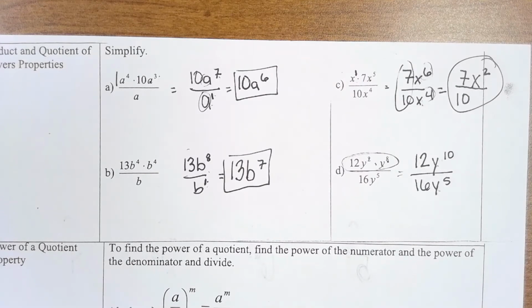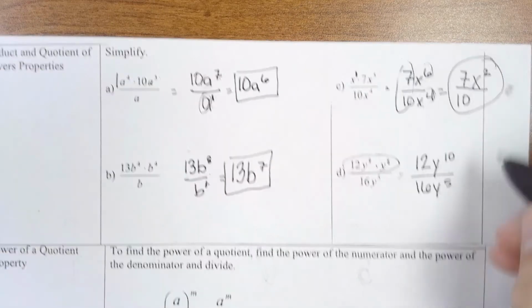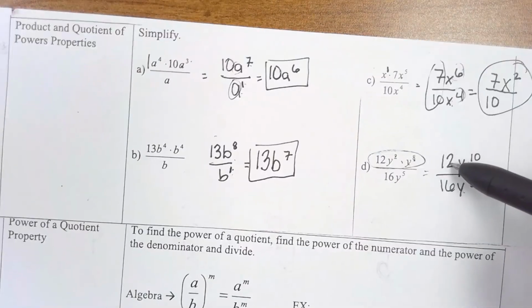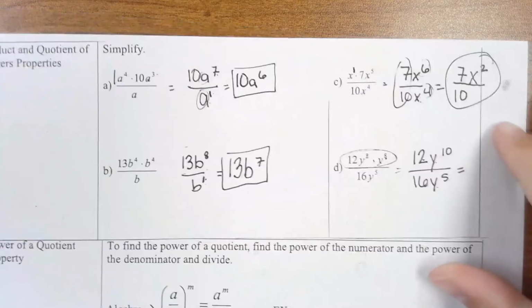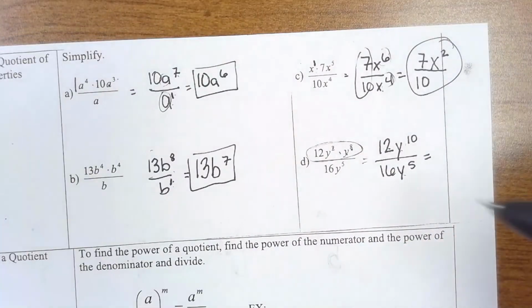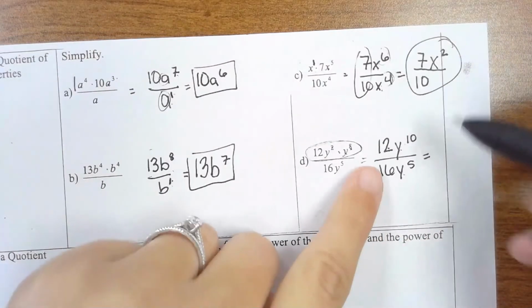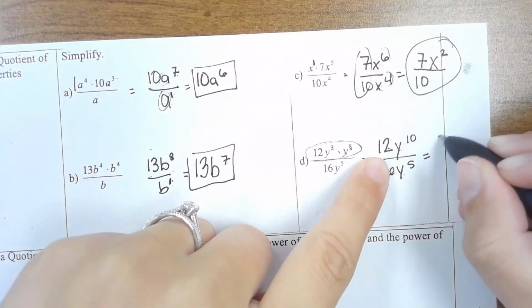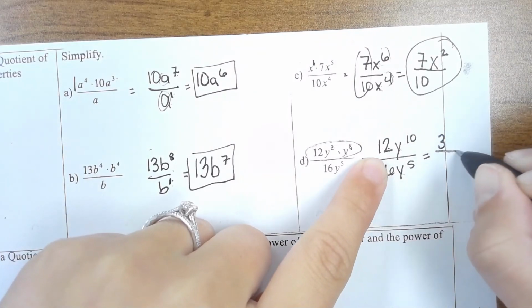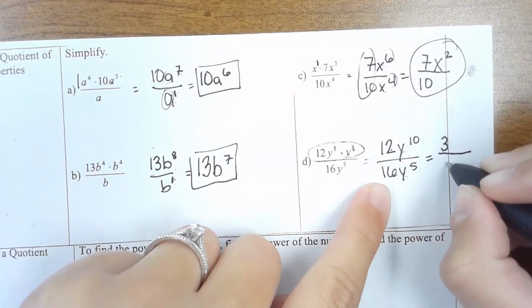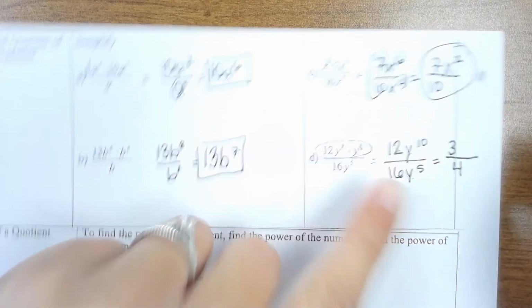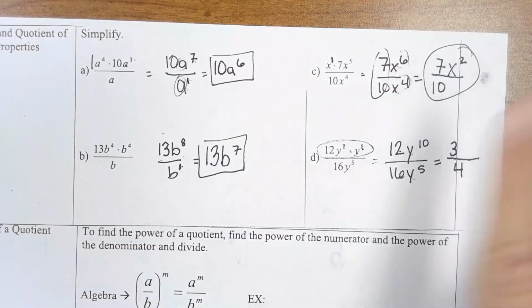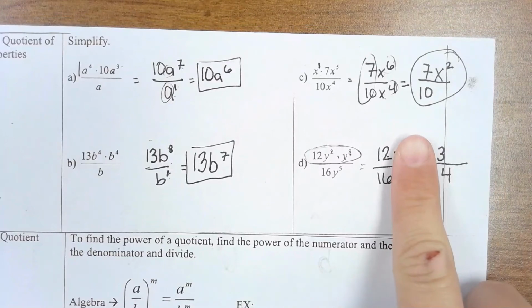So look at your coefficients first. Can I simplify my coefficients? Yes, I can, because 4 goes into both 12 and 16. So I can simplify this by dividing by 4. So 12 divided by 4 is 3, so that's going to be my numerator number. 16 divided by 4 is 4, so that's going to be my denominator. So you kind of just do it one step at a time. So 12/16 reduces to 3/4.